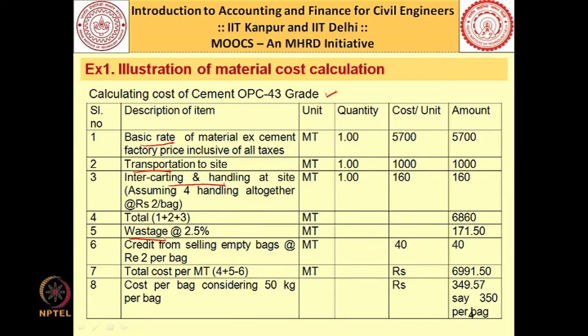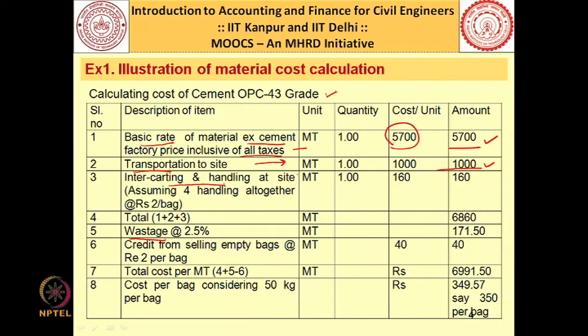So, here I am trying to find the cost of OPC 43 grade cement. The basic rate of this particular material, ex-cement factory price, which is inclusive of all taxes, I collected the quotation and I find that it is 5,700 rupees per metric ton. So, this is the cost I have written here. Then depending on the site location from the store, you can add the transportation cost. Here for this particular site, I have added 1,000 rupees per metric ton as transportation cost for this particular material.